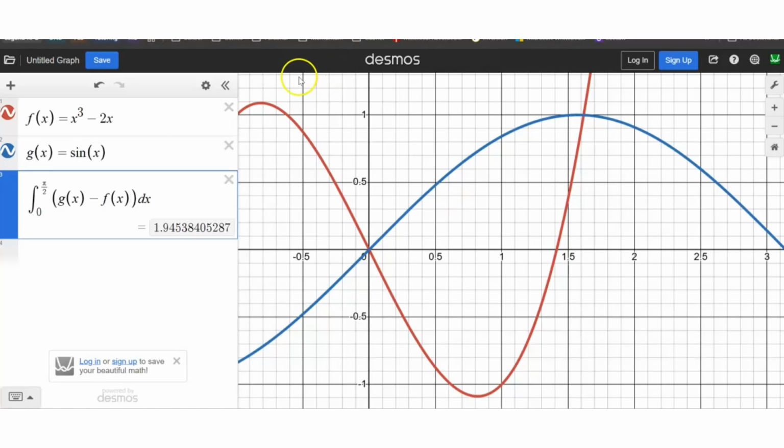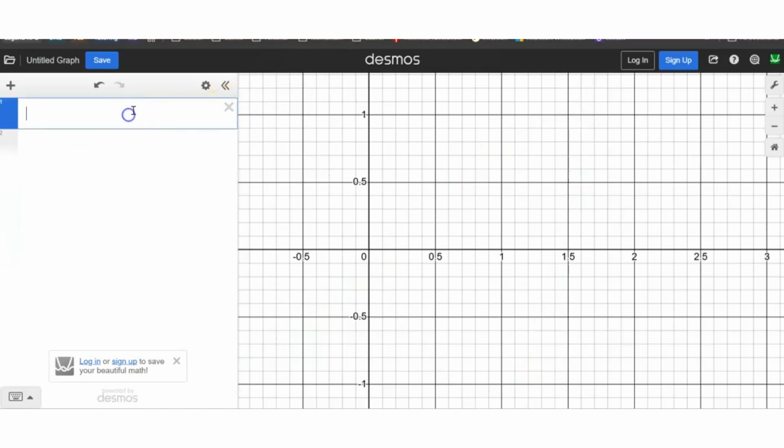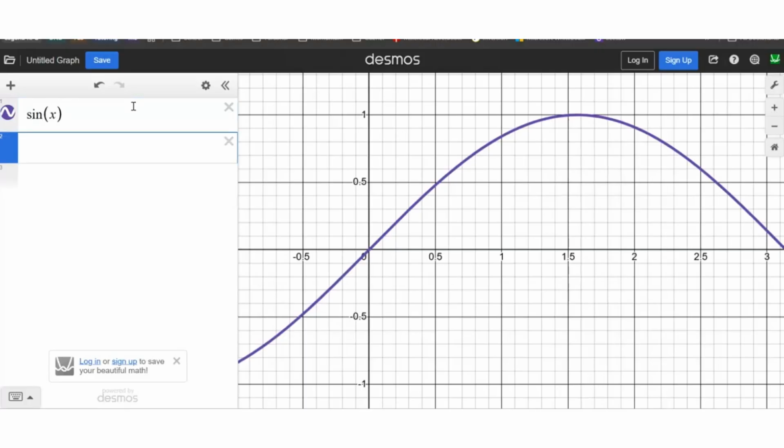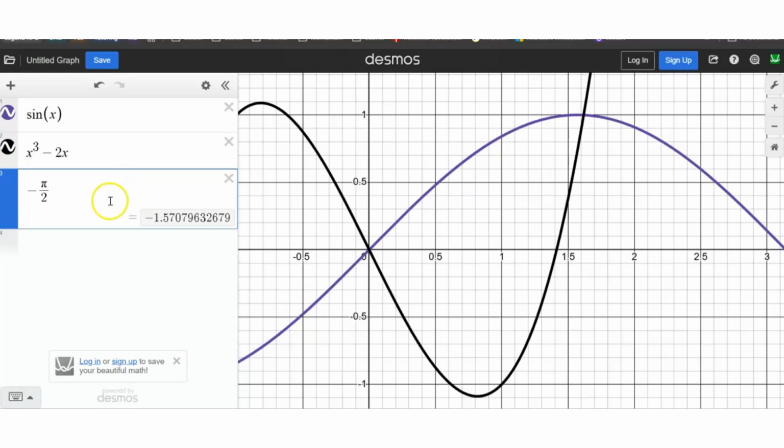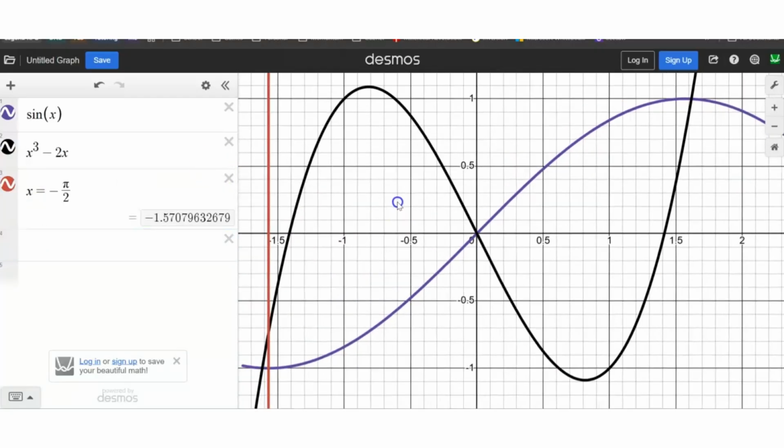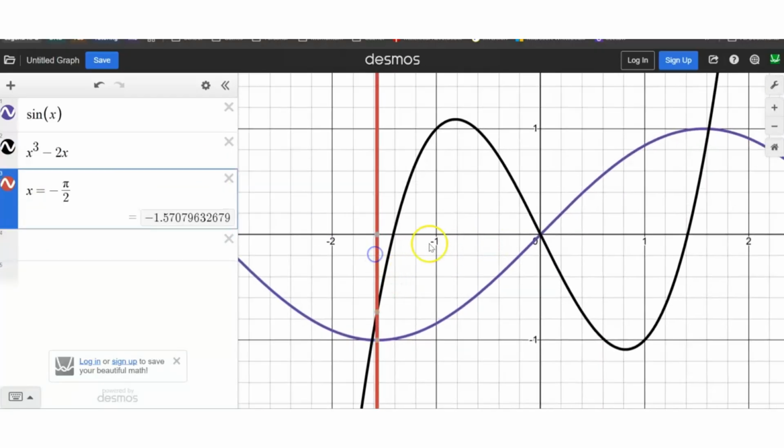We're going to do this the easier way because you're having a hard time. Let's graph them both so you can take a look. We had sine of x, which we should know what that looks like, and the other one was 3x to the third power minus 2x. Wait, not 3x, just x cubed, and then minus 2x. And we're doing this between 0 and negative pi over 2, so x equals 0. We're looking at this section here.